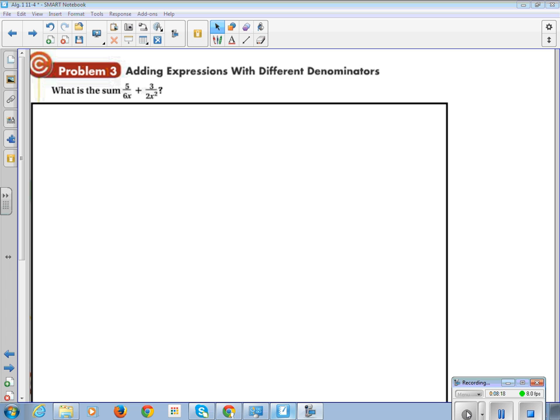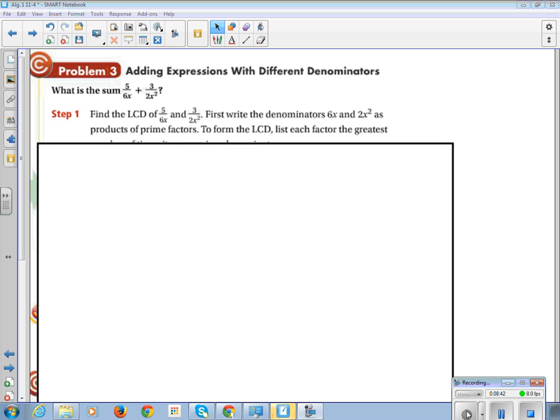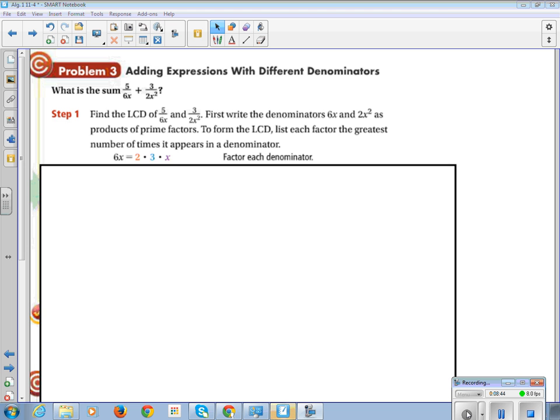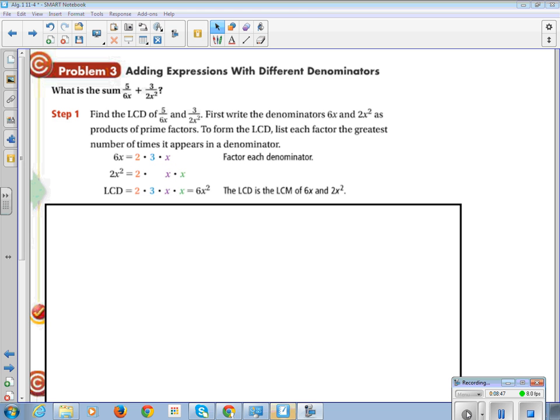All right, so the last couple were, I call them Disneyland problems because everything is just magical and easy to do. But what happens when you leave the park and have different denominators? So if you're in this scenario where I have 6x in this denominator and 2x squared in the other, the first thing you have to do is find the least common denominator. So here's a process that they use.